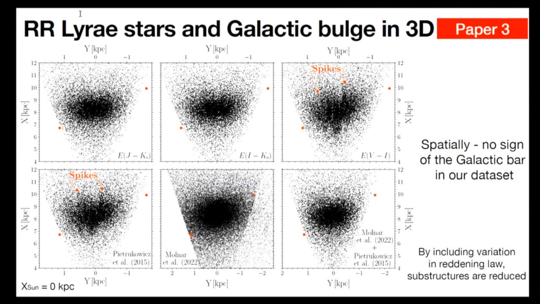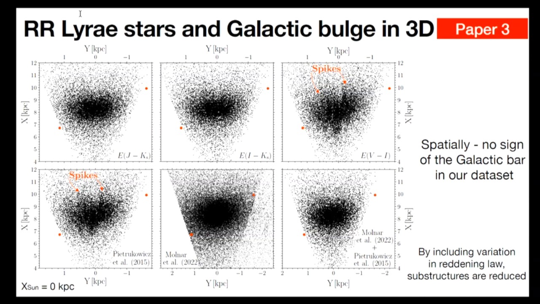I call them spikes, which I can also sometimes see when I use the approach to distance determination from Pavel Pietrukowicz's work from 2015. When I look at Molnar 2022, which used infrared data, I see just mostly a bulk of points, not any specific tilt of the Milky Way bar. And when I combine the distances from Molnar with the stars from Pietrukowicz, I see again just a bulk, no tilt of the Milky Way bar.